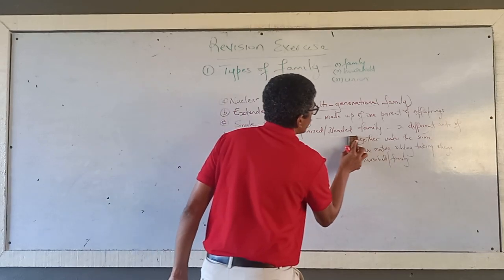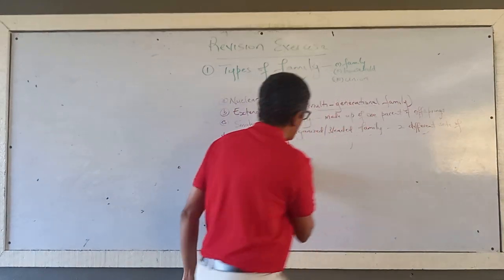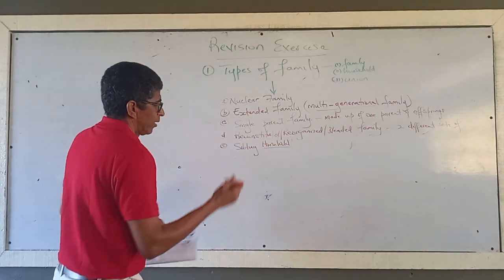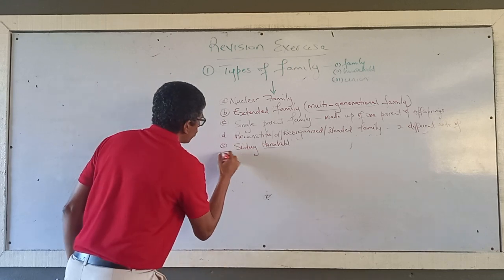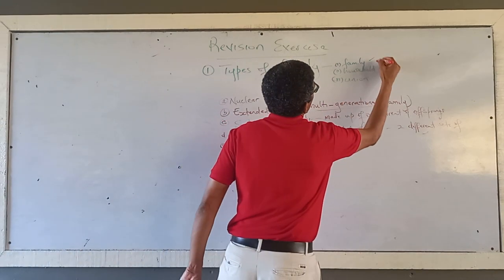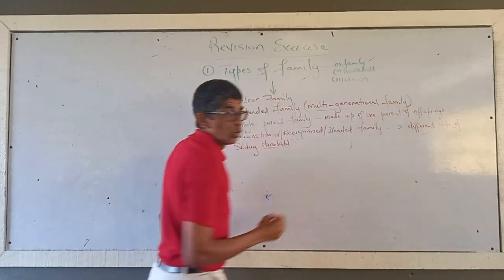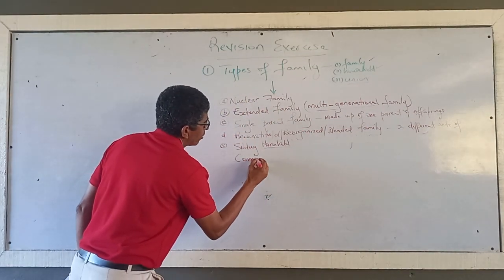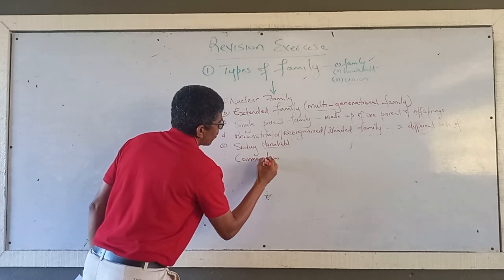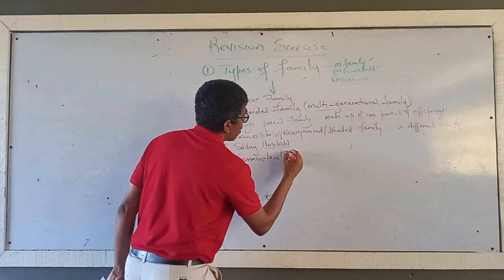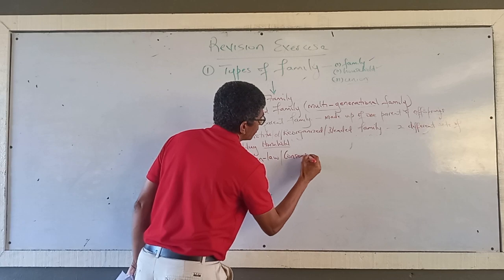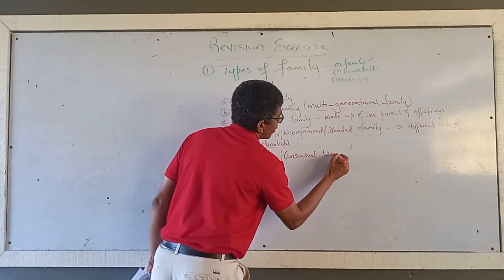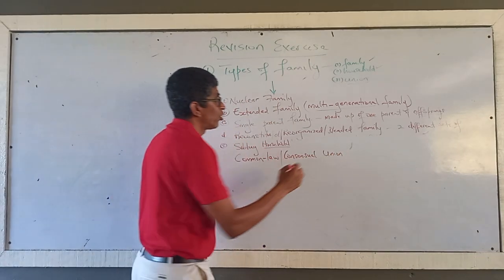Let's look at two more types of family quickly. Alright. A, B, C, D, E, F. So we have F now. So we did that, which takes us to union. Alright. So now we have the common law. And another name for common law is consensual union. The common law consensual union.